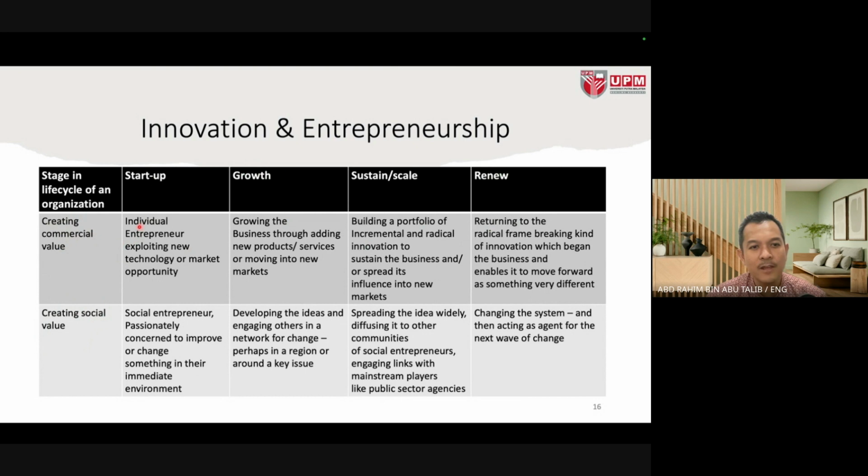So basically, creating commercial value, an individual entrepreneur exploits a new technology or market opportunity, and then they move into the growth of their company, growing the business through adding new products. You start with one product, you can then have multiple products or new services, moving into new markets, and then beyond 3 to 5 years, building a portfolio of incremental and radical innovation to sustain the business. Beyond 3 to 5 years, we can say that you can survive for the rest of your life.